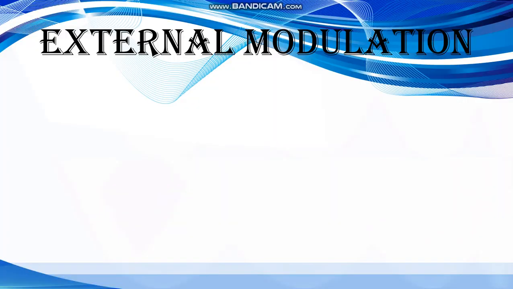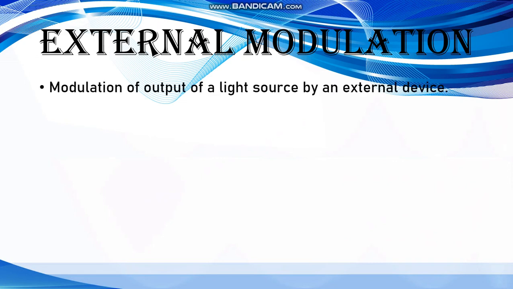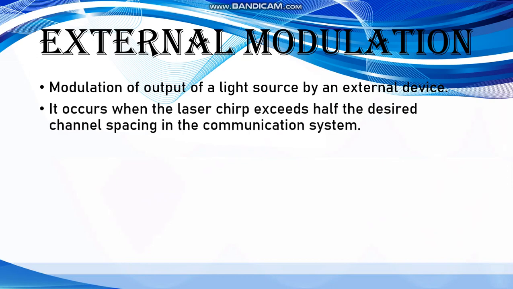And for the last term, external modulation. Modulation of the output of a light source by an external device. It occurs when the laser chirp exceeds half the desired channel spacing in the communication system.